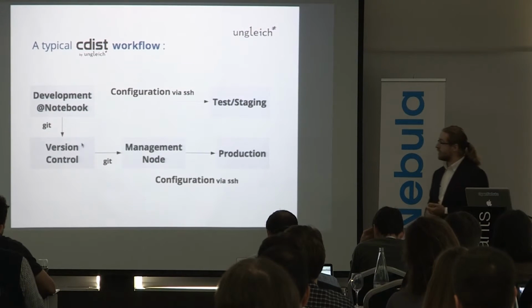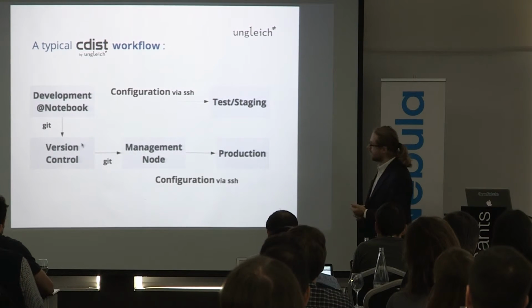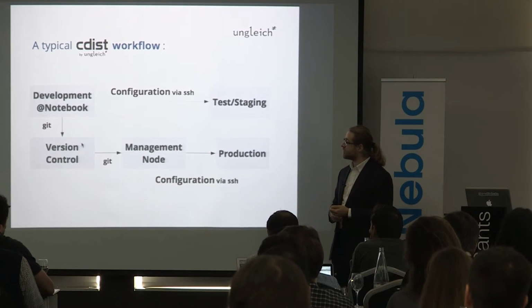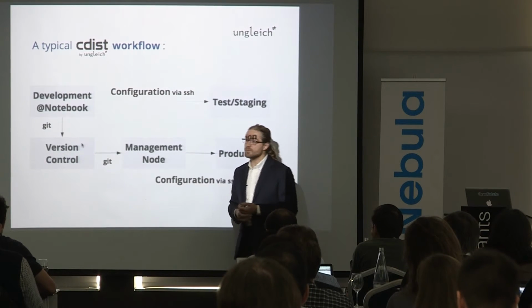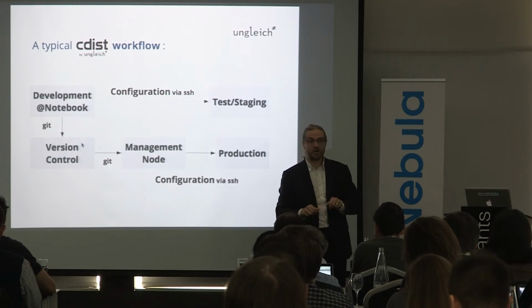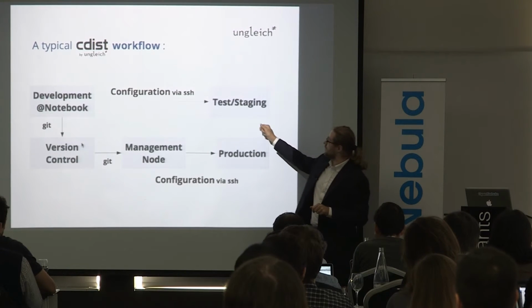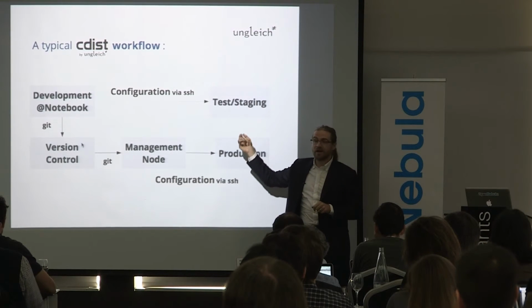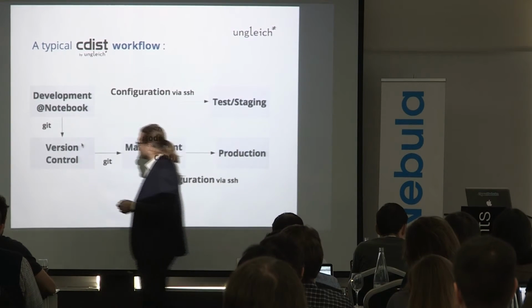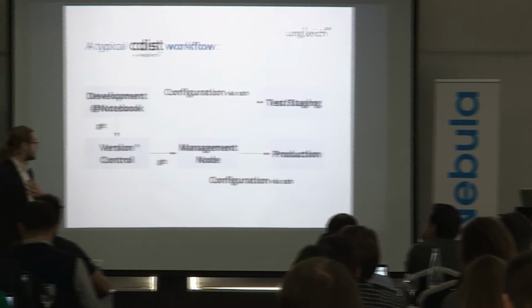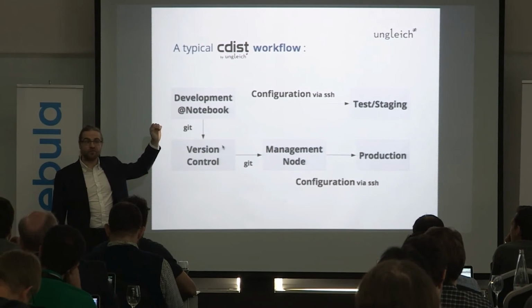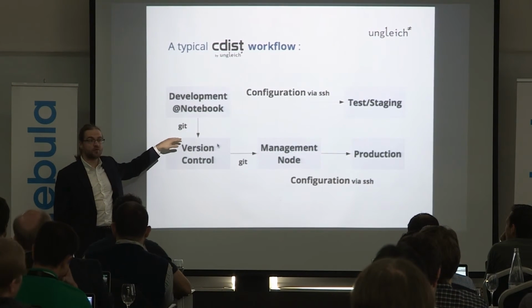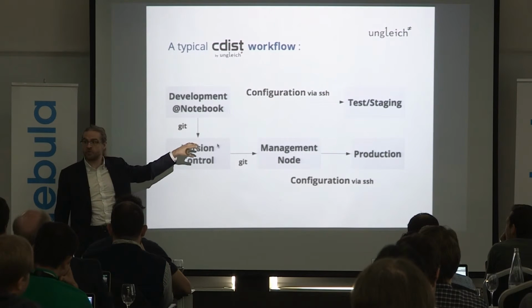There you only need SSH in the default case. So how does it typically look? As said before, we are using a push-based approach. So a typical way people work with cdist is they develop on the notebook, they test, test, test. And for testing, you can either have a testing or staging environment you configure. And after, and in my point of view this is a really important point, after you've found out that your configuration actually works, then you create a commit.